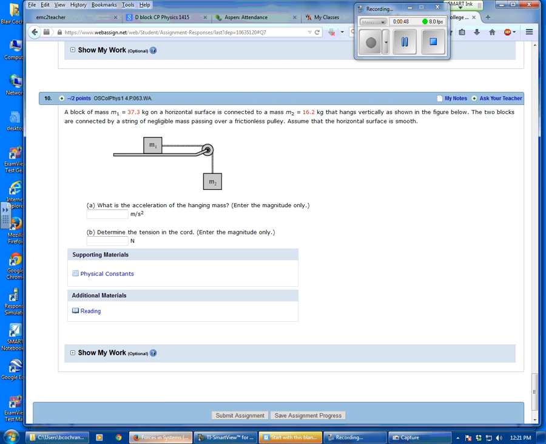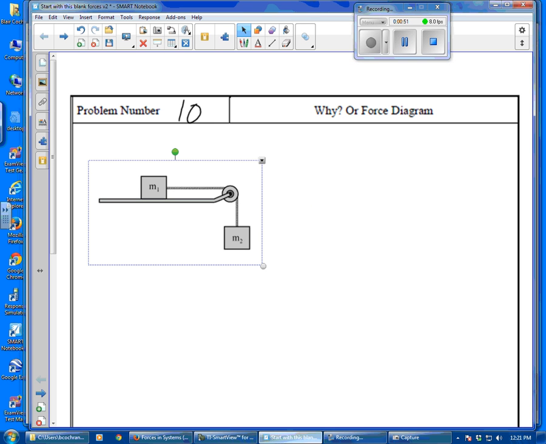Now remember, how many force diagrams do I need to get full credit on this one? 3. Did you get system? Right, and the one for M1 and one for M2. So 3 diagrams to get full credit. The system, I'm going to put my dotted line here around my system. And it's going to accelerate in this curved direction. It's going to have the weight of number 2 here.